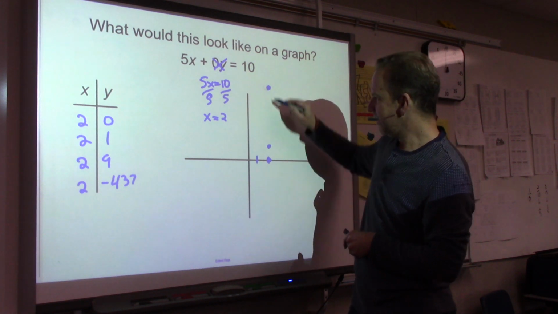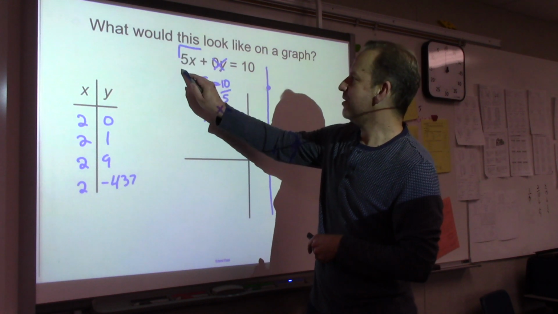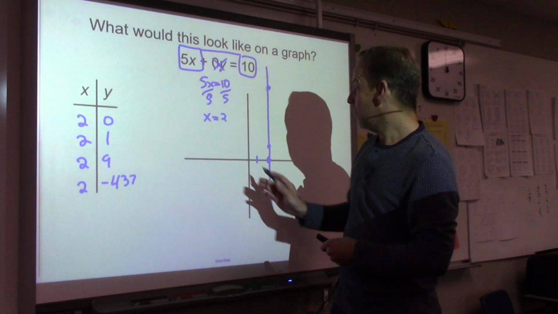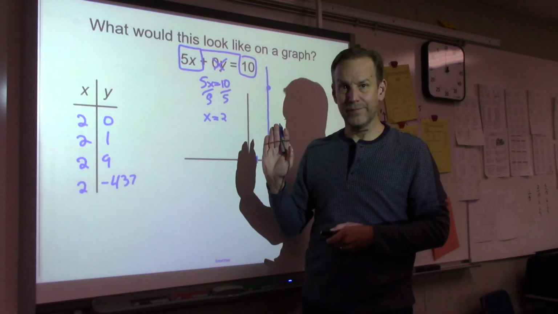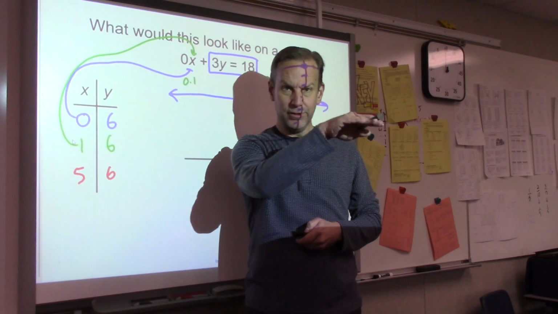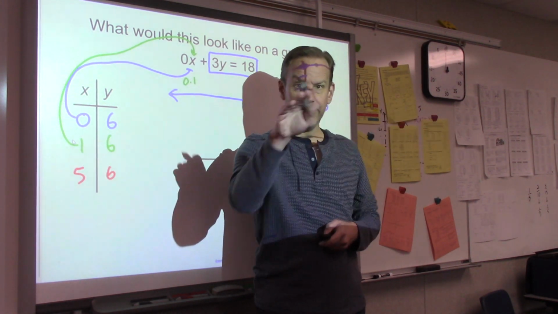And you can quickly see that when you get this type of equation, an equation that is all x with no y, you're always going to get what kind of a line? Vertical. Yeah. Okay. Horizontal looks like the horizon of the earth. It's flat this way, although the earth isn't flat.